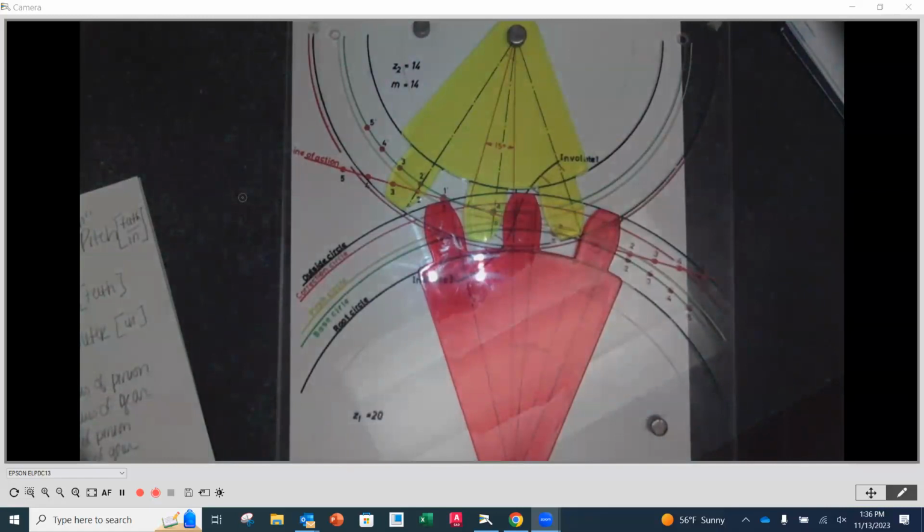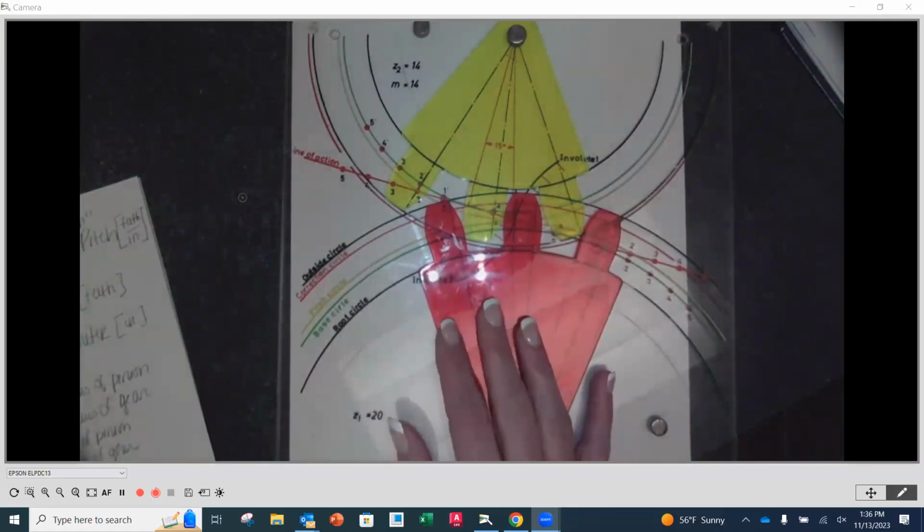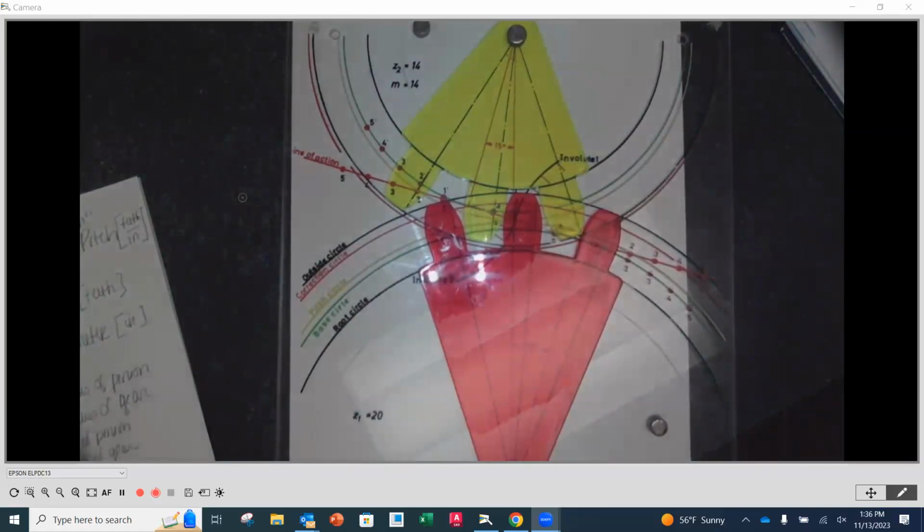Why do we need backlash? In the case of spur gears, they might not always line up. We need a little bit of clearance. Anything else? What do we do to help with friction, Mitchell? We add what? Oil or lubrication.